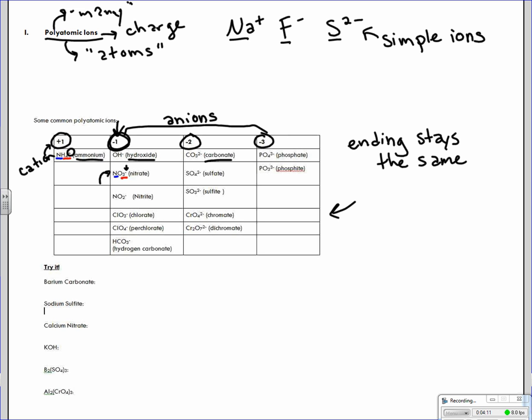Now, how we use polyatomic ions is almost identical to how we've worked when we had simple ions, like we did up here. The really easy part comes from the naming. So we're actually going to do that first. Go ahead, bop down here for me.